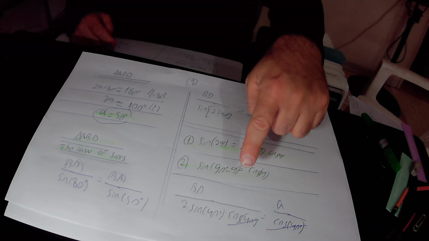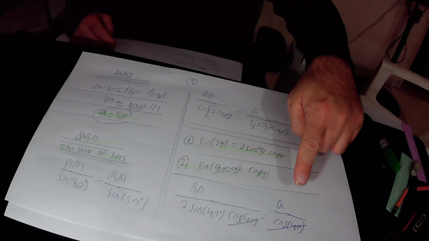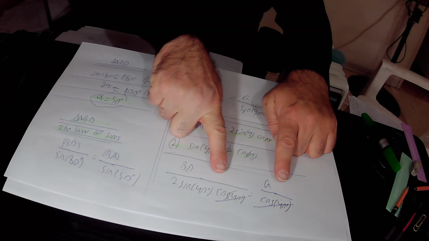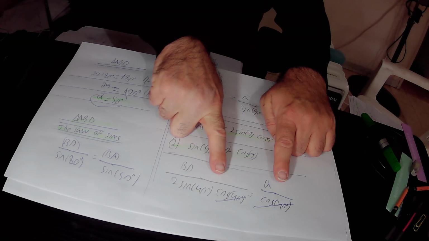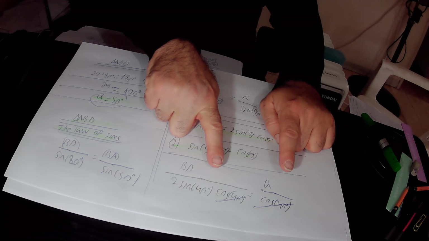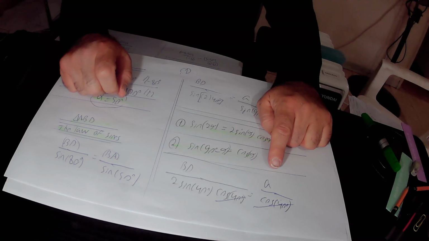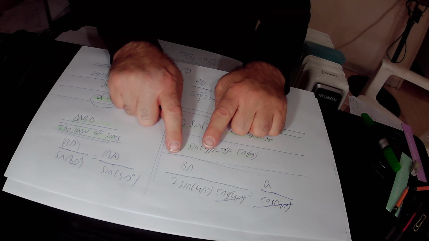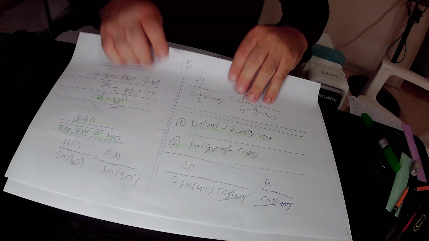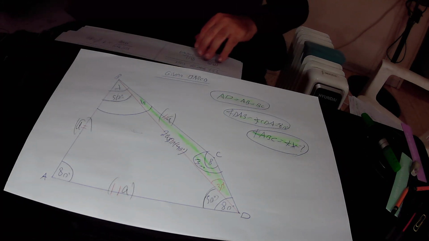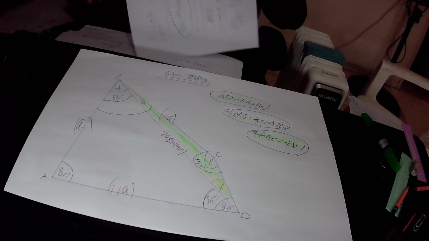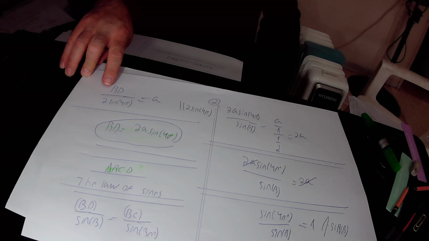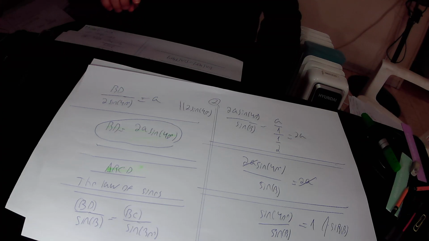So we find that BD over 2 times sine 40 degrees cosine 40 degrees equals A over cosine 40 degrees. We have cosine 40 degrees on both sides of this equation, so it will get cancelled. After cancelling, on this side we are left only with A, while on the other side we are left with BD over 2 times sine 40 degrees. So in total, BD over 2 times sine 40 degrees equals A.